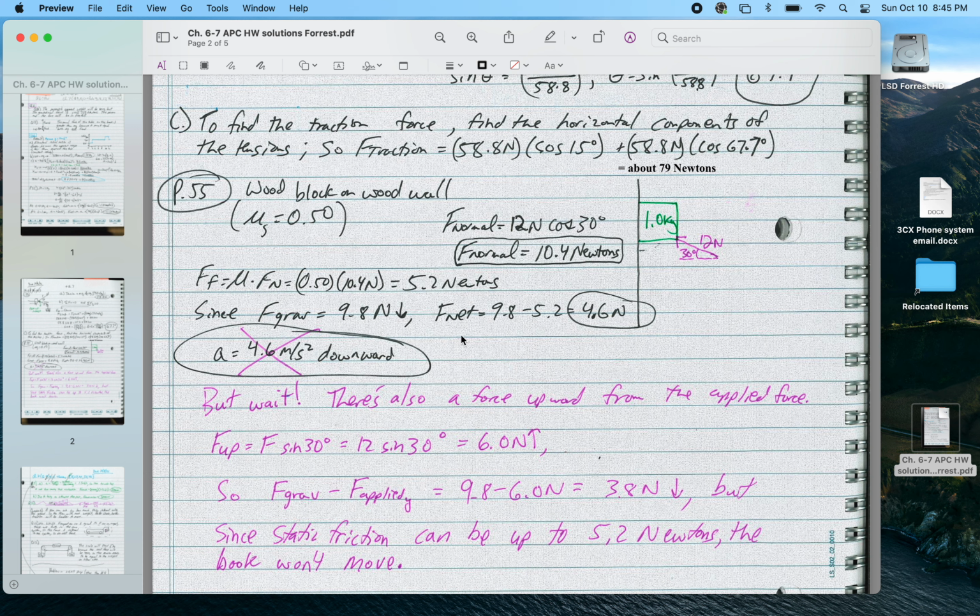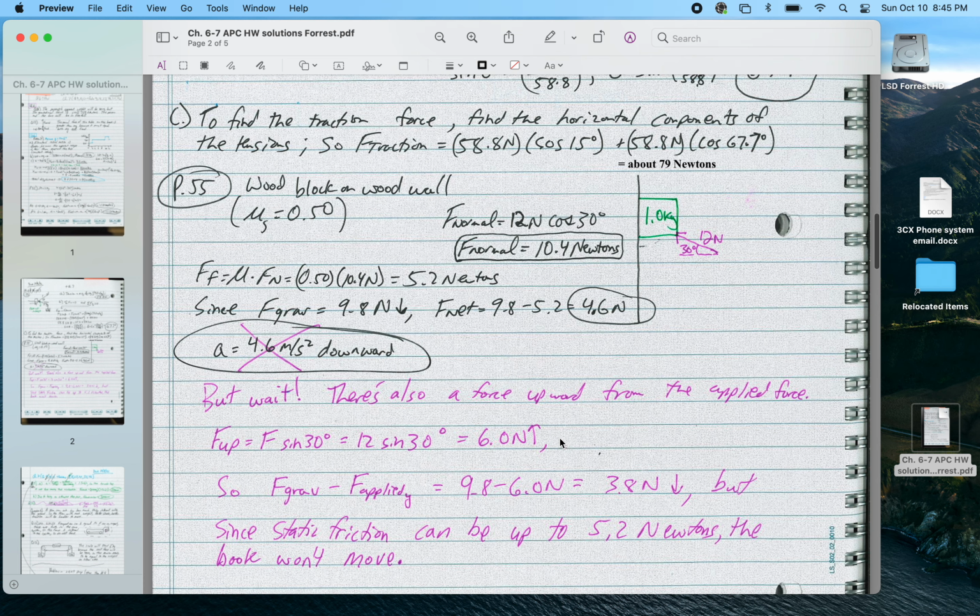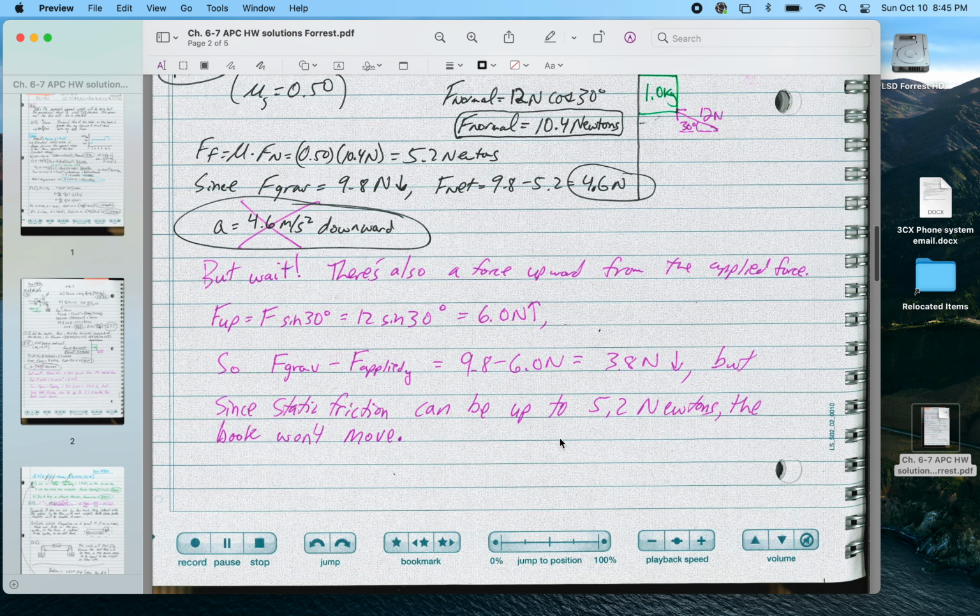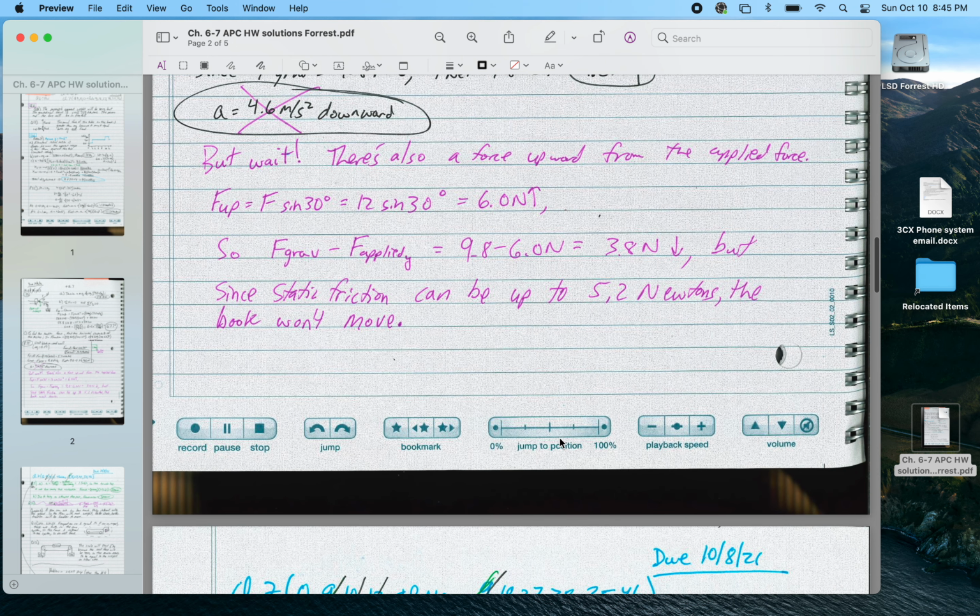Well, gravity is acting downwards on a 1 kilogram mass, 9.8, minus this force upward would be 3.8 newtons net downward force if we just look at the applied force vertically and gravity vertically. But there's friction also, and friction could be up to 5.2 newtons. So therefore the book will not accelerate and will not move. Remember, static friction is up to a certain coefficient. It is not always that coefficient.